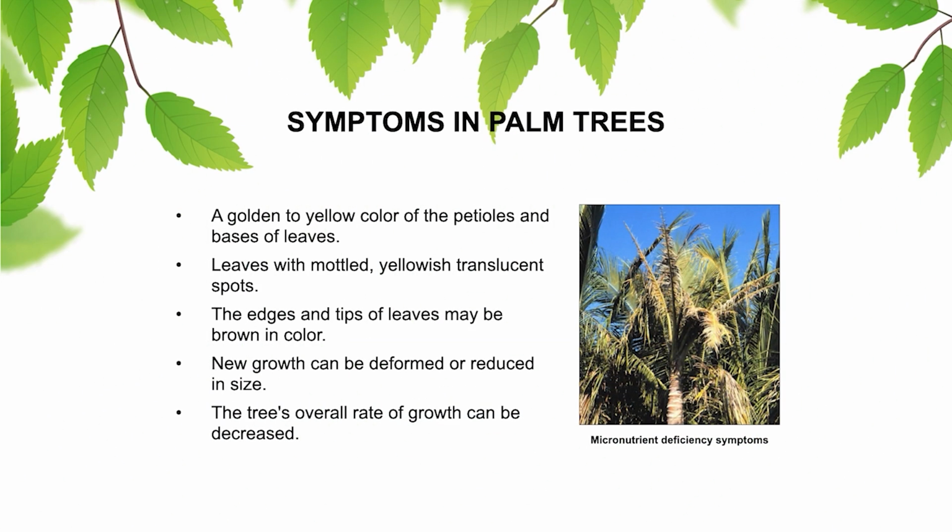Symptoms in palm trees. Micronutrient deficiencies in palm trees are usually due to a specific nutrient deficiency. The symptoms in palm trees frequently appear on the oldest leaves first and progress to the youngest leaves. Some symptoms of a deficiency include a golden to yellow color of the petioles and bases of leaves, leaves with mottled, yellowish, translucent spots. The edges and tips of leaves may brown in color. New growth can be deformed or reduced in size. The tree's overall rate of growth can be decreased.